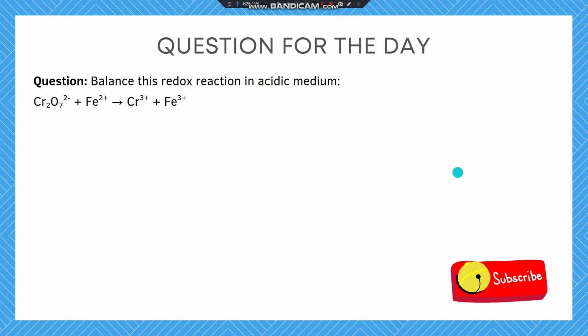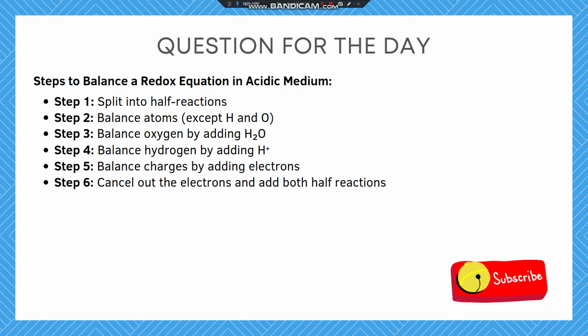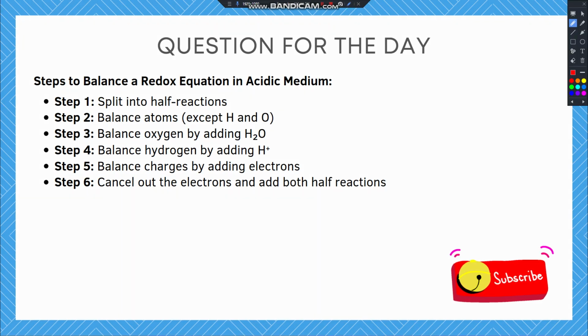On today's episode, we have a redox reaction, and they've asked us to balance it in an acidic medium. Right before we get into balancing this reaction in the acidic medium, let's check out the steps to be taken to balance this reaction appropriately.